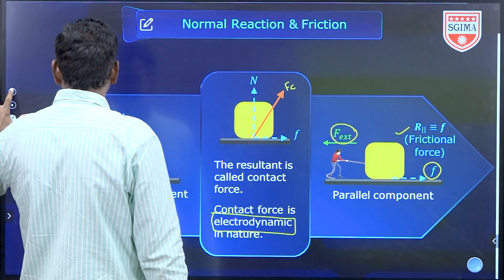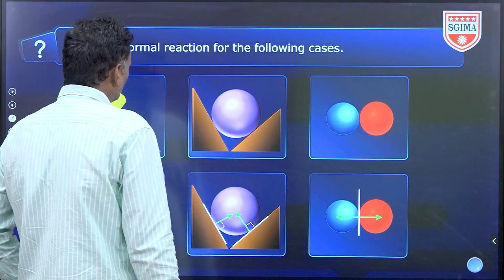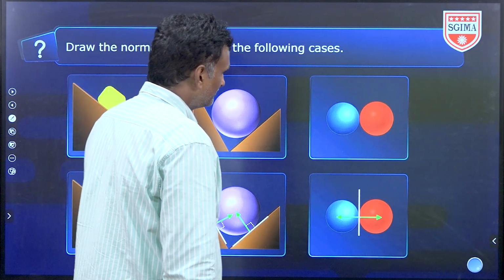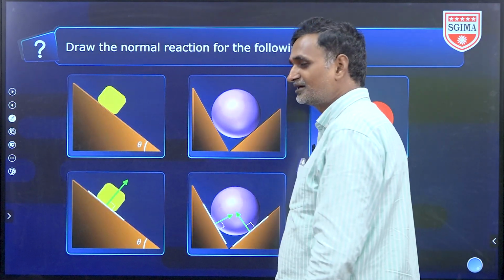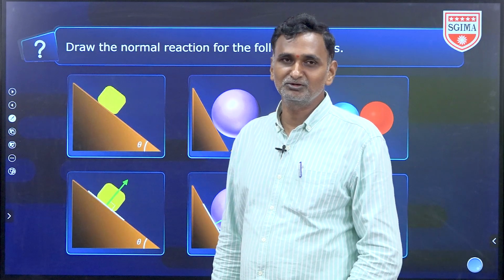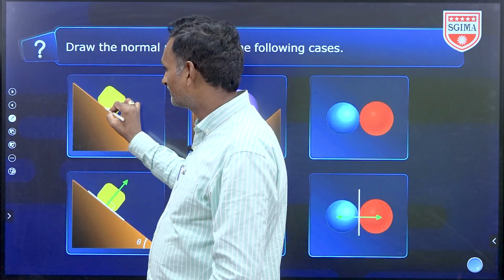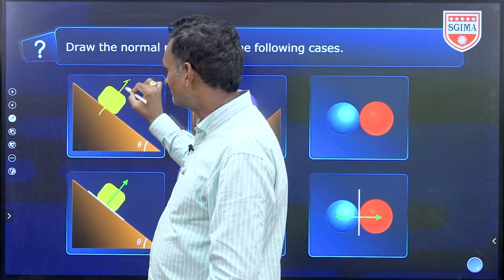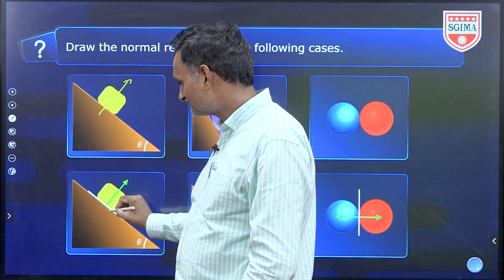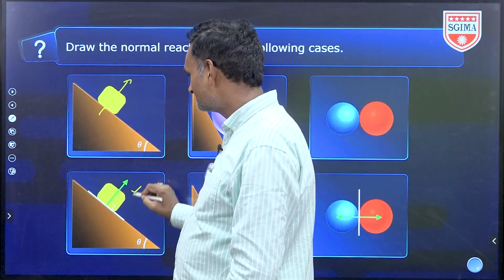Next, draw the normal reaction in the following cases. See, normal reaction is always perpendicular at the point of contact. So in this case you can see this is the point of contact. For this it should be perpendicular. So this is what is indicated here. So this is the right answer.